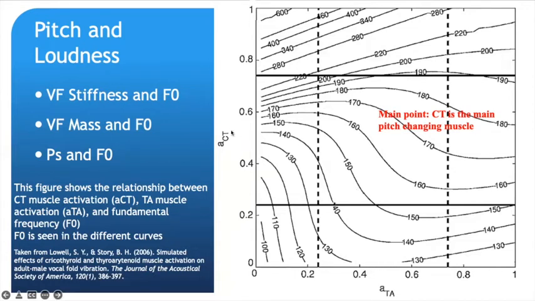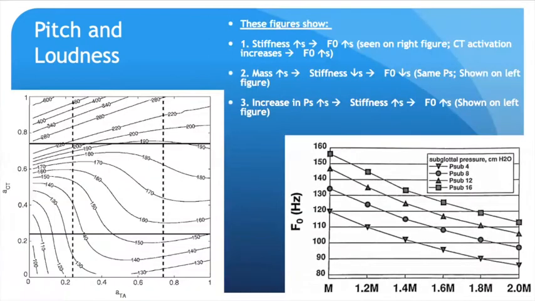What happens with CT contraction? A little bit of change in CT contraction changes the pitch drastically. A little bit of change in the CT activation, you're going to have a much different pitch for a majority of these frequencies in here. You can tell that the CT is the main pitch changing muscle by dissecting these data. The takeaway here is when stiffness increases, fundamental frequency increases.